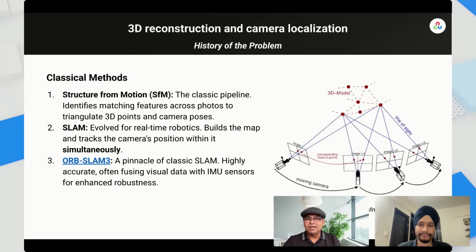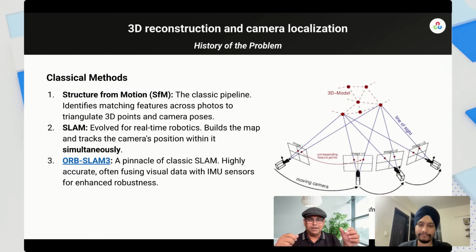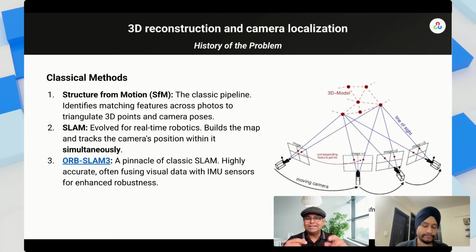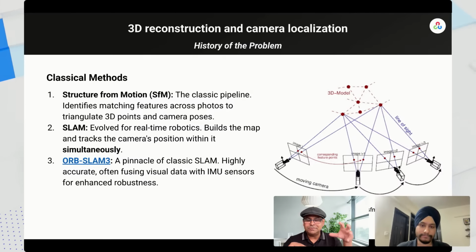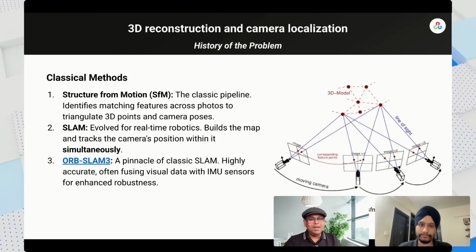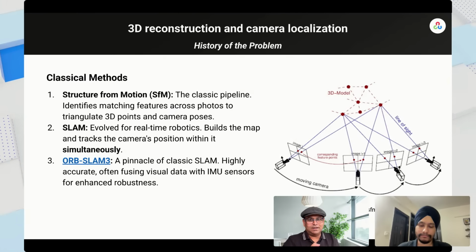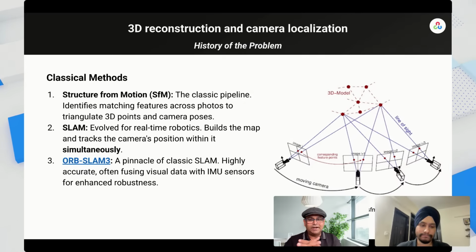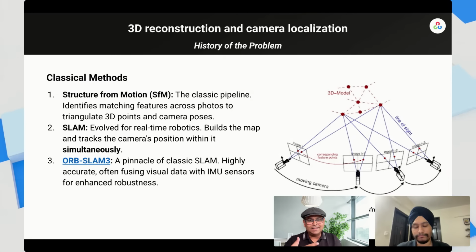SLAM is solving a similar problem, but you do not have information about the camera positions. So it is simultaneously doing localization, which means where is the camera located, and mapping, creating the 3D structure, right? And ORB-SLAM 3 is, I think, the most popular method in this class.